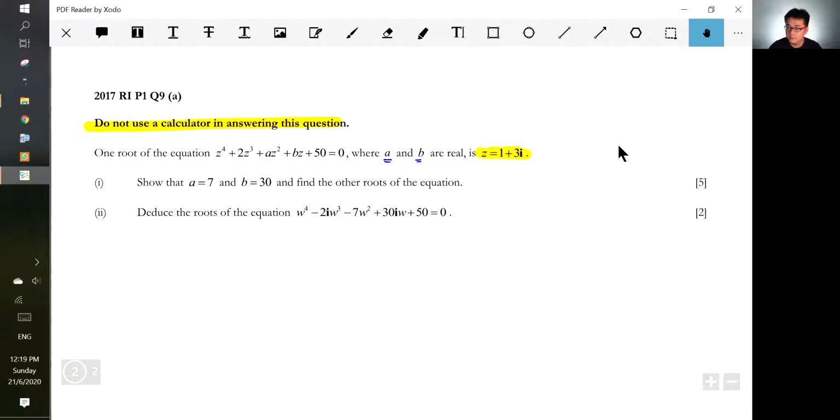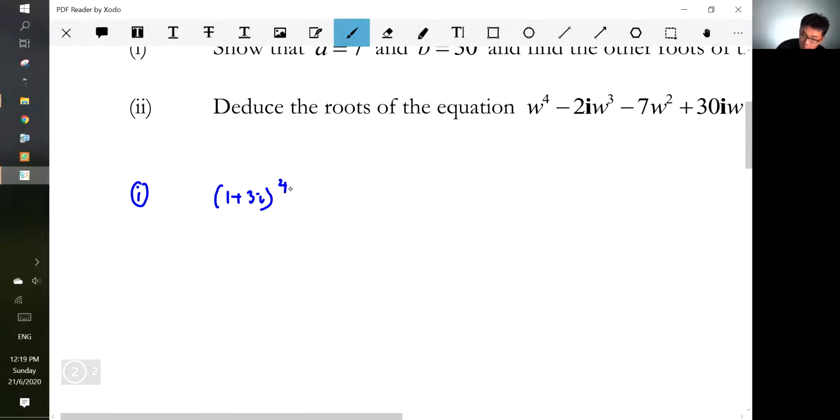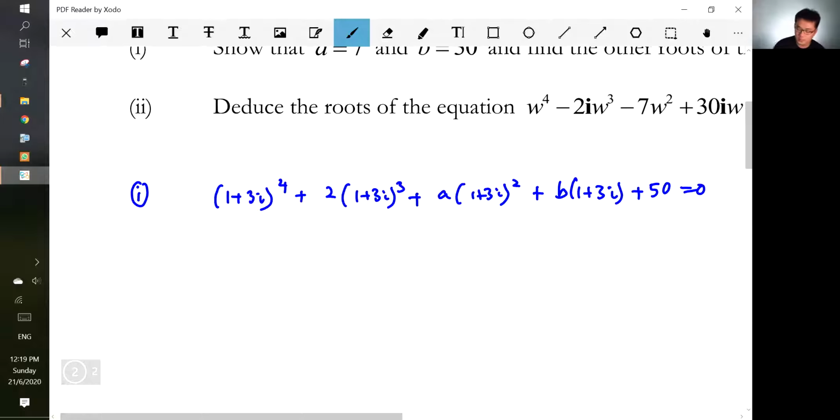This part here, you're asked to show, right? So this is 1 plus 3i to the power of 4 plus 2 times 1 plus 3i. You're not supposed to use a calculator, so you just slowly expand. You could use a calculator to check your answer, that's for sure. If I were you, I would just slowly expand. So I'll expand the square first.